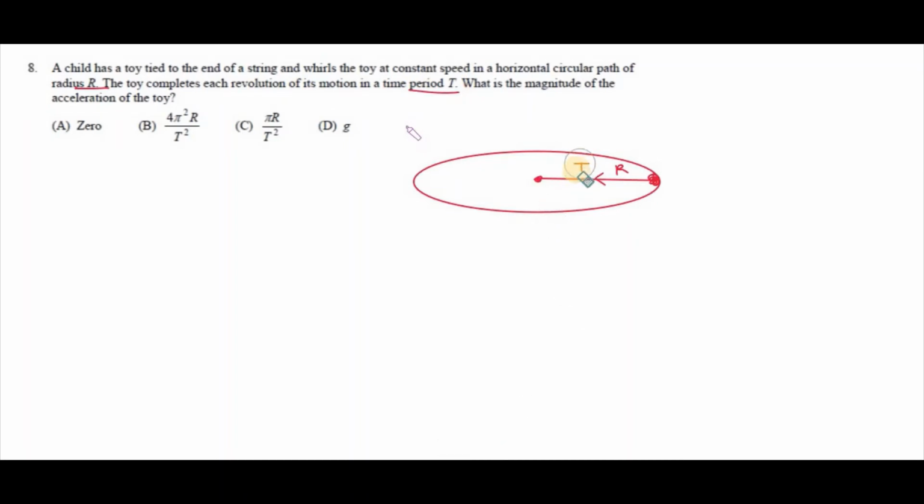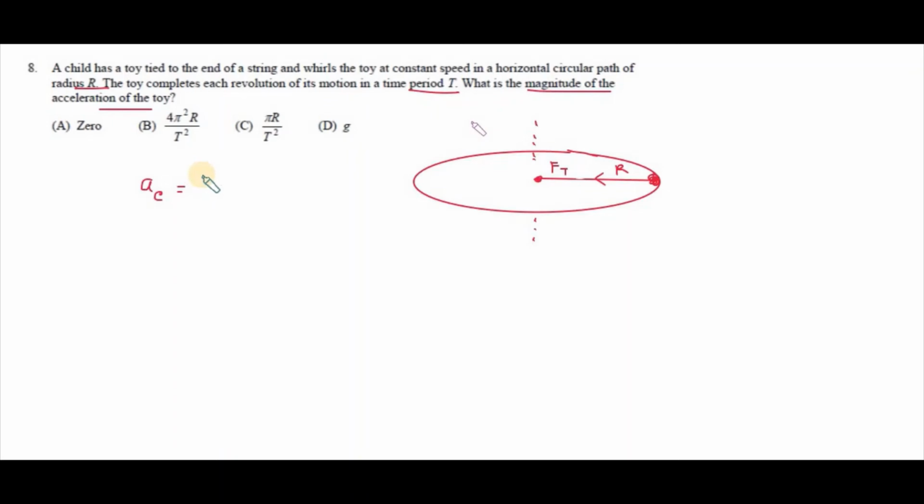So let's consider that t stands for the time period, and the tension exerted can be represented by FT. Now the time period basically represents the time taken for one complete revolution, that's known as the time period. What is the magnitude of the acceleration of the toy? The acceleration of the toy is nothing but the centripetal acceleration.